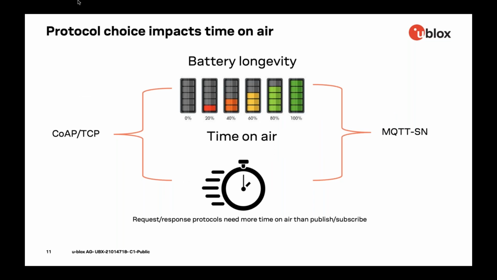Yeah, thank you, Neil. As Neil says, one of the critical factors to consider when designing your IoT products is what protocol you're going to use for sending and receiving your data. The choice that you make can have some big impacts on your time on air. We see at one end of the scale CoAP and TCP, at the other end of the scale MQTT and MQTT-SN. And what we find in testing is that request and response protocols need more time on air than a publish-subscribe protocol like MQTT.